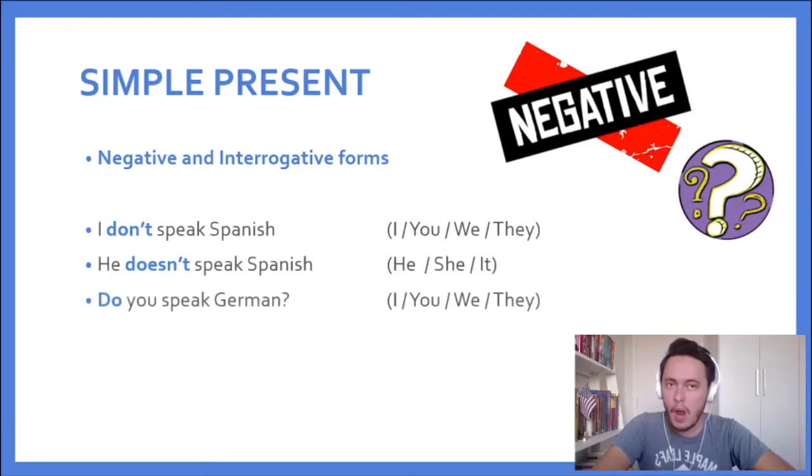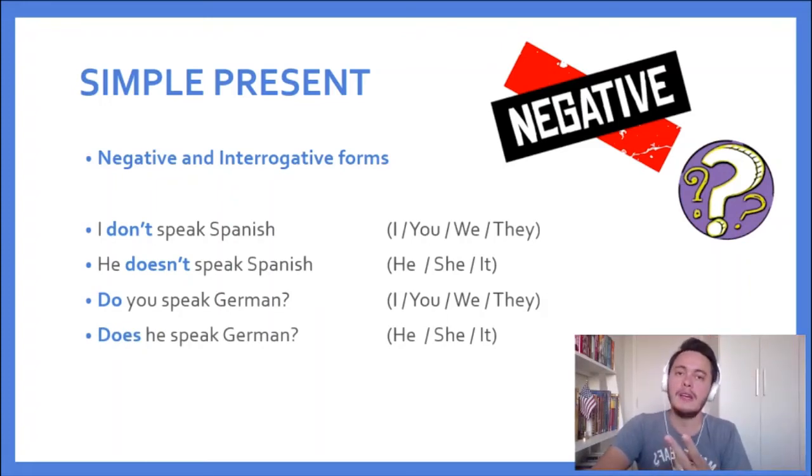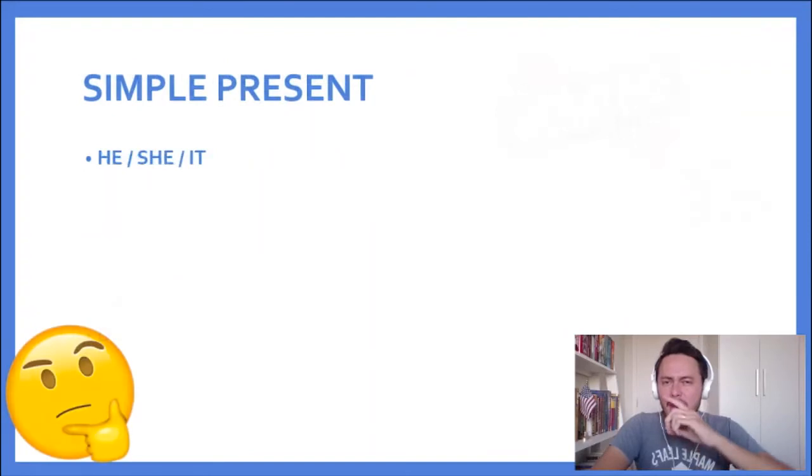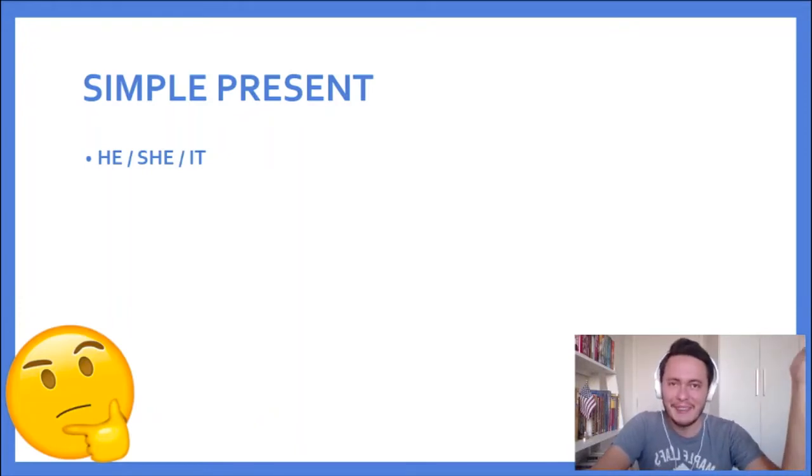Now, for interrogative, we have do you speak German and does he speak German? So similar to the negative, we have also two auxiliaries for the interrogative, and one particular case for he, she, it. Now, you might be wondering, oh gosh, he, she, it is a problem. Let me show you. It isn't as complicated, all right?